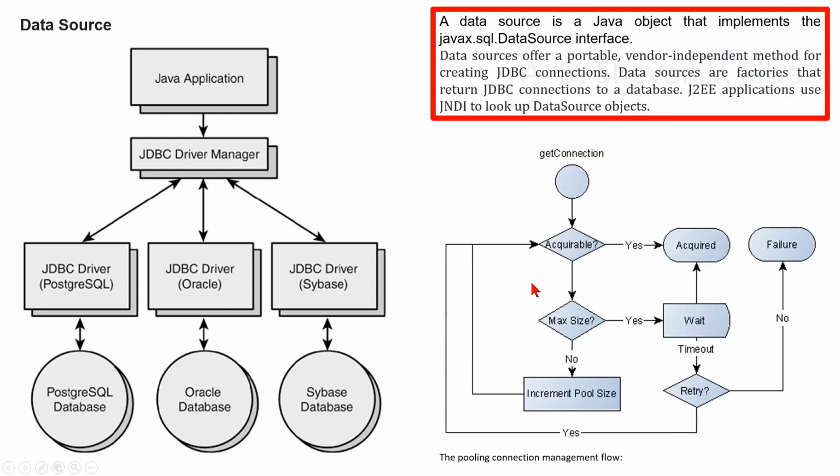Here you can see the pooling connection management flow in a different way. Whenever a connection is requested, the pool data source will use the available connection pool to acquire a new connection. The pool will only create a new connection when there are no available ones left and the pool hasn't yet reached the maximum size. The pooling connection's close method is going to return the connection to the pool instead of actually closing it.